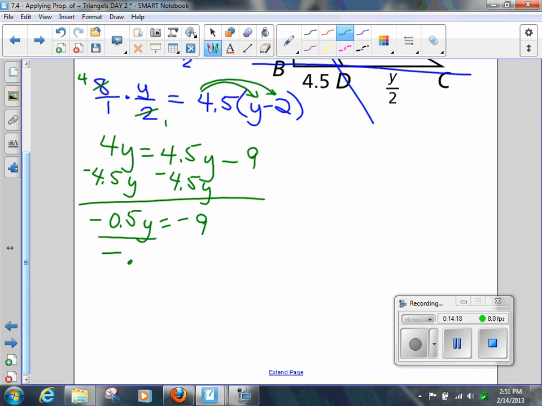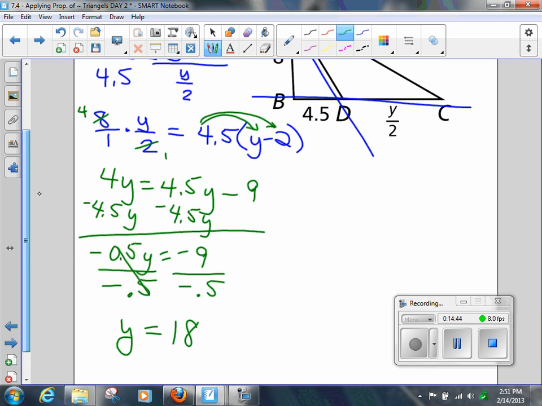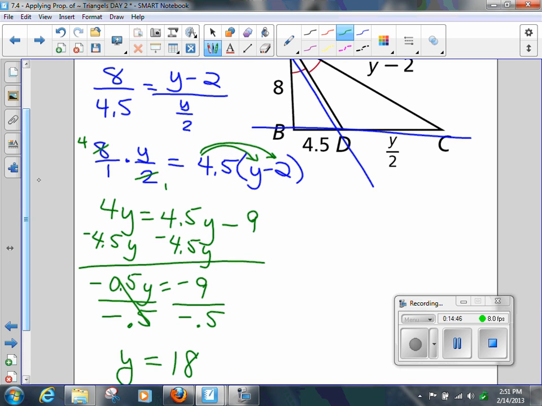Divide by negative 0.5. Nope, you should get 18, because you're dividing by half. You're not dividing by 2. Put it in your calculator. Negative 9 divided by negative 0.5 is positive 18. Promise. That's what I got for y. I cross canceled.